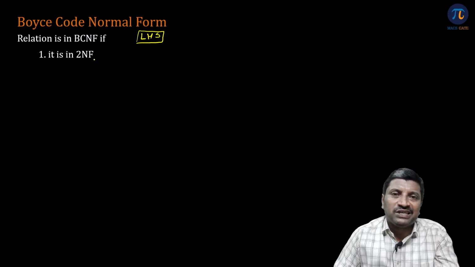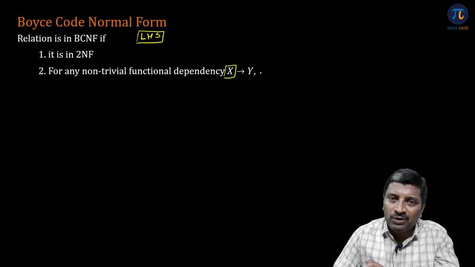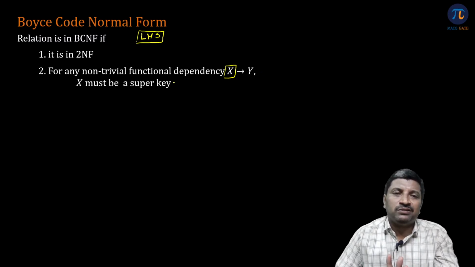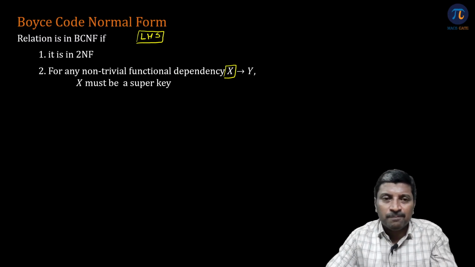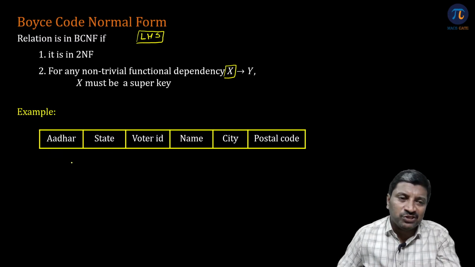So it is in BCNF if it is in second normal form, and for every non-trivial functional dependency, we need to focus only on the rules, not on whether it is important or not important. X must be a super key. That's it. So let us consider the same example. This one. I already explained the assumptions about this, sir.